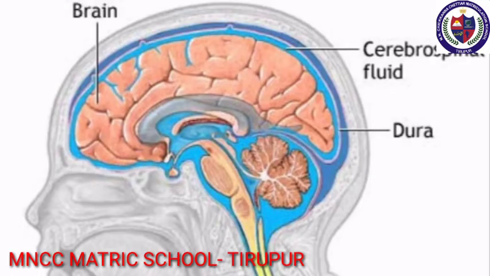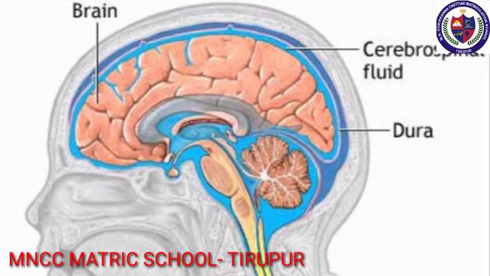Cerebrospinal fluid. The brain is suspended in a special fluid environment called cerebrospinal fluid. It is a lymph-like, watery fluid that surrounds and protects the brain within the skull. It also fills the central canal of the spinal cord.